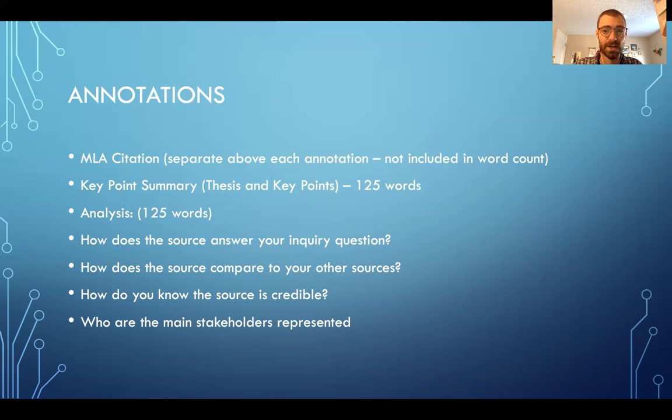So you'll turn in two separate annotations, and for each one, you'll follow this format. MLA citation, below that, a key point summary in paragraph form, below that, an analysis in paragraph form. So that would be one annotation, and then just repeat it for another. They're both due on March 12th by 11:59.